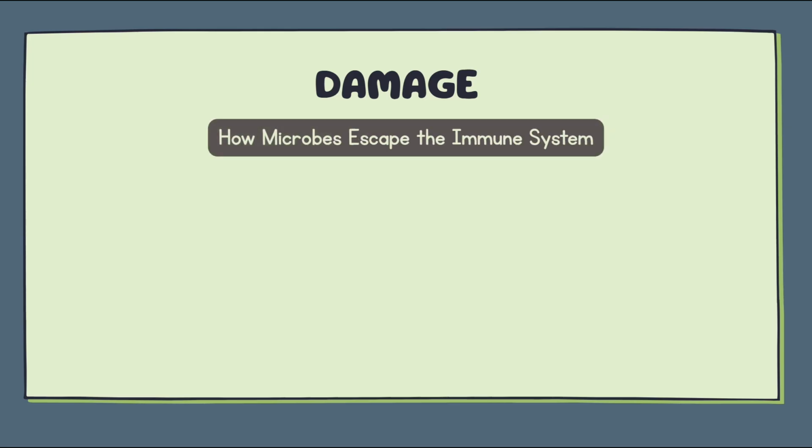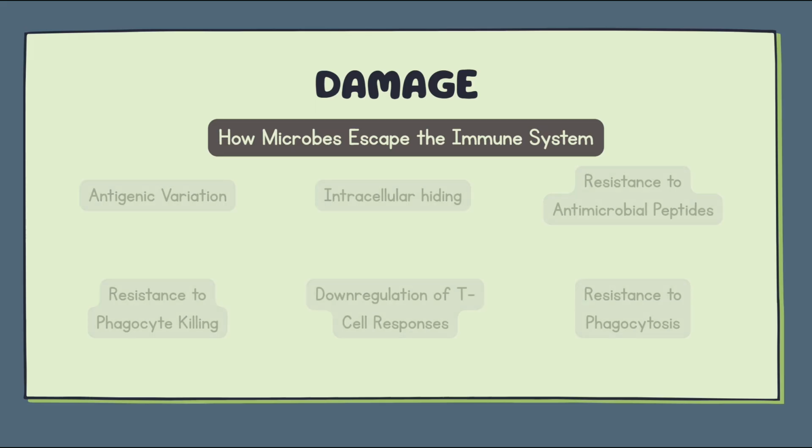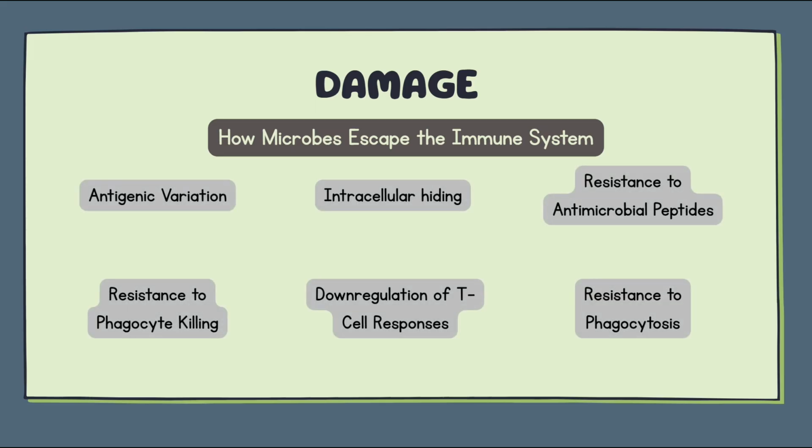How do microbes evade the immune system? They came up with a couple of strategies, which include antigenic variation, intracellular hiding, resistance to antimicrobial peptides, resistance to phagocyte killing, downregulation of T cell responses, and resistance to phagocytosis. So let's have a look at the first process, which is antigenic variation or disguising antigens.